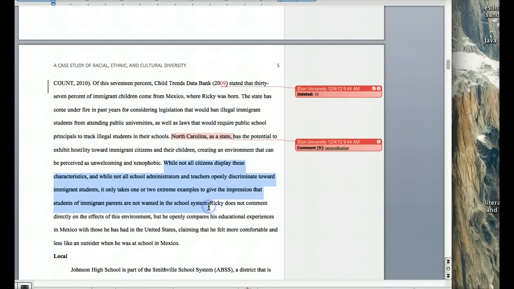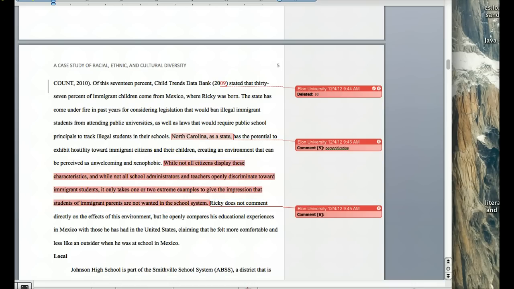This sentence is nicely done in terms of it doesn't engage in absolutes. It qualifies the idea that there is some hostility, and then talks about how you do not have to have uniform hostility for it to have a negative effect on students.